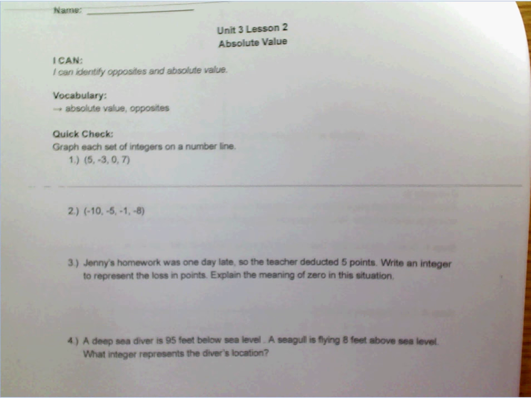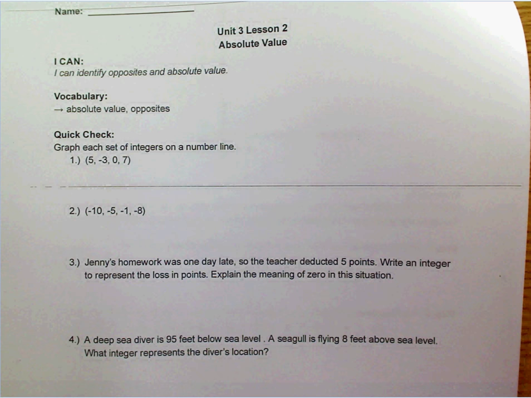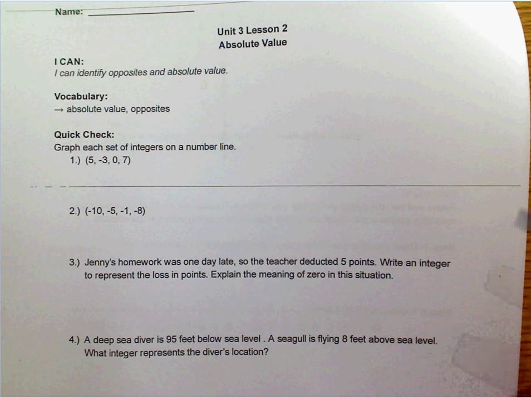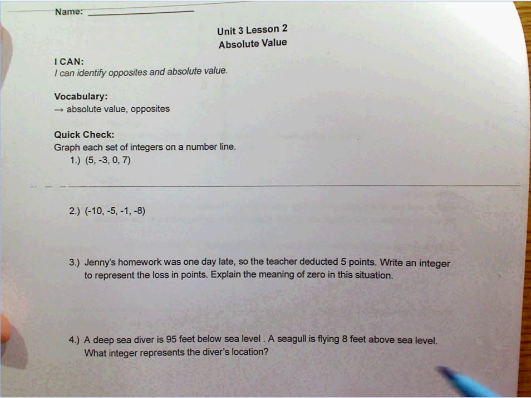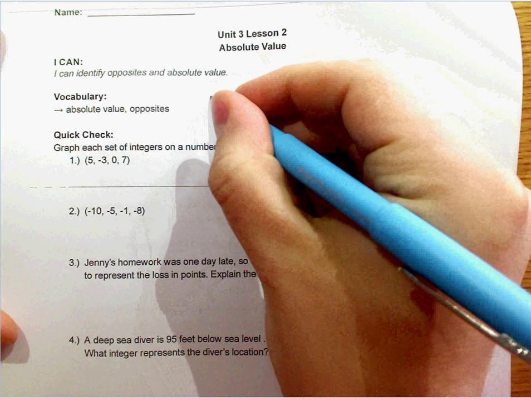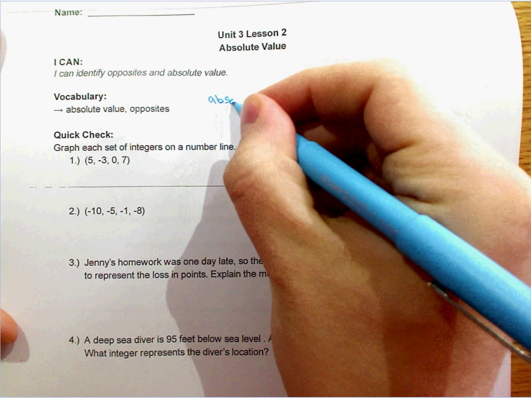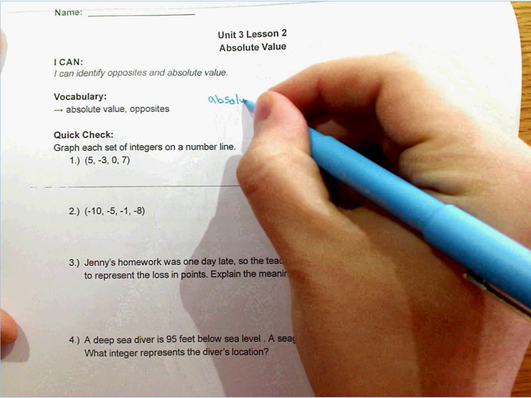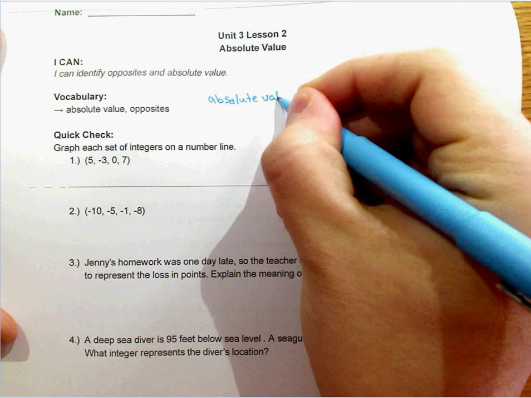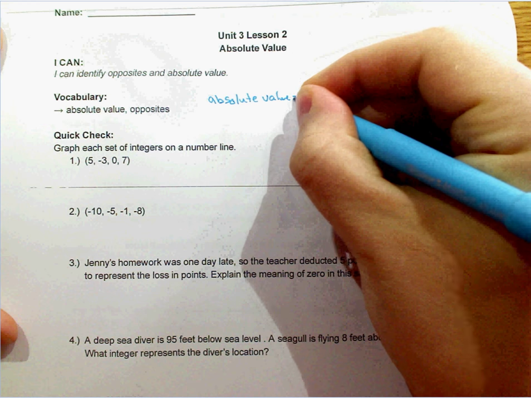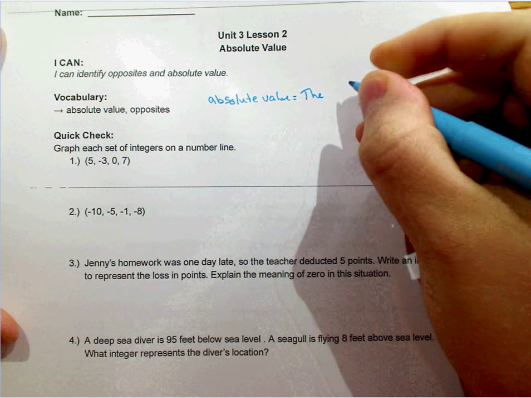All right, ladies and gentlemen, we're going to be taking a look at Unit 3, Lesson 2, Absolute Value. Let me refocus this for you. Our target is to identify opposites and absolute value. Our vocabulary is absolute value and opposite. Absolute value, you should write this down, is the distance a number is away from zero.